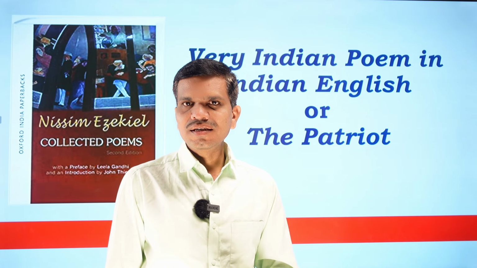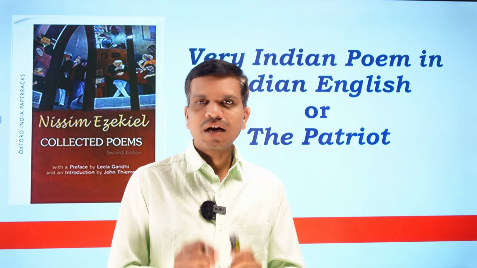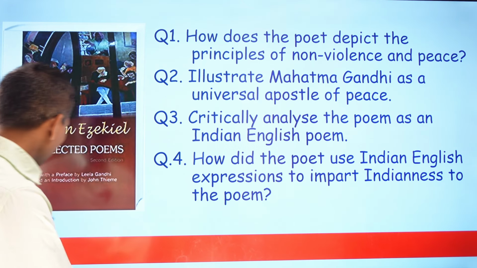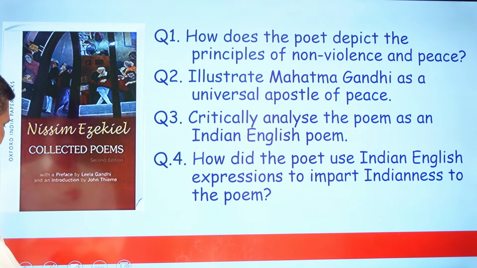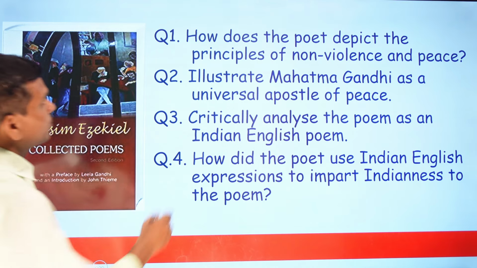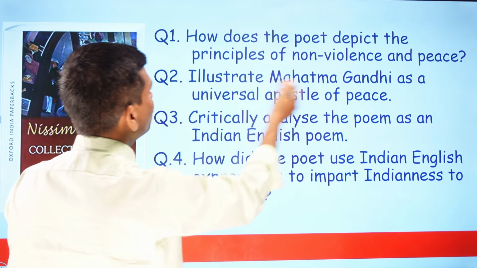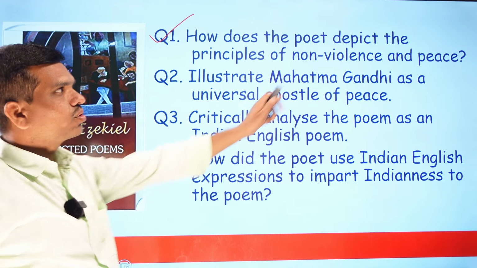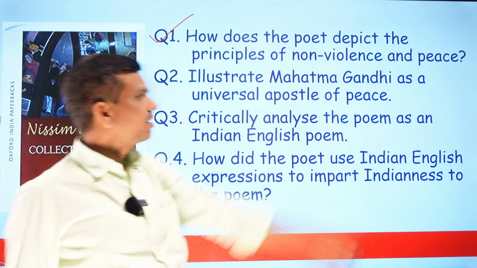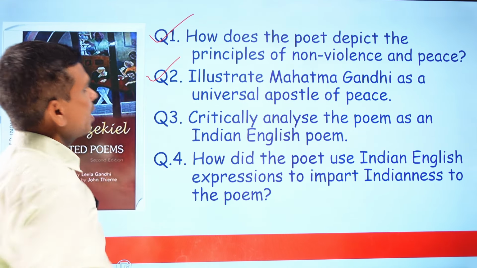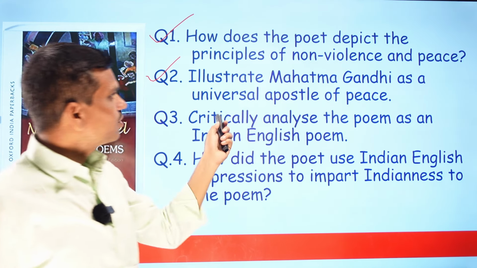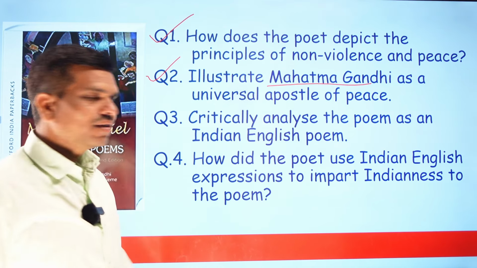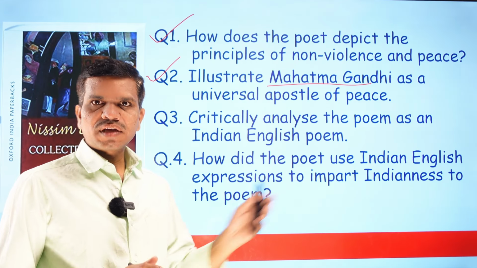Before that, we will understand what kind of questions may be asked in your examinations. For example, questions like this might be there. How does the poet depict the principles of non-violence and peace? Now you will get an idea about this poem. This poem is about non-violence and peace. The second question: illustrate Mahatma Gandhi as a universal apostle of peace. The poem is related to Mahatma Gandhi and his principles of non-violence and peace.